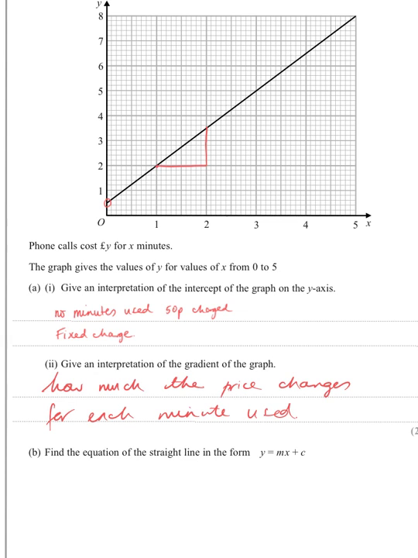Now, for part B, it says, write the equation of the straight line in the form y equals mx plus c. Well, you'll probably realise that this is the intercept, because if you put x equal to 0, this bit vanishes and you're just left with the y part is c. So when x is 0, i.e. here, the y value is 0.5. So we know c is 0.5.